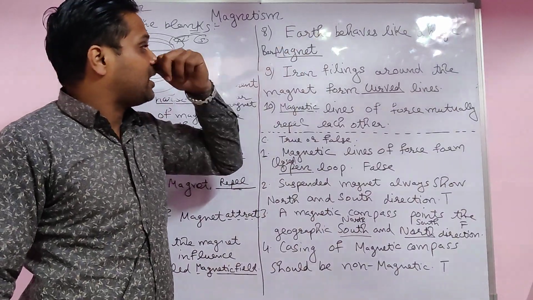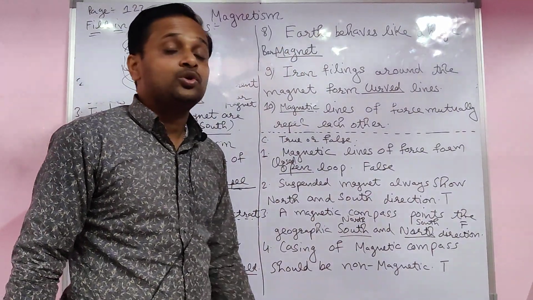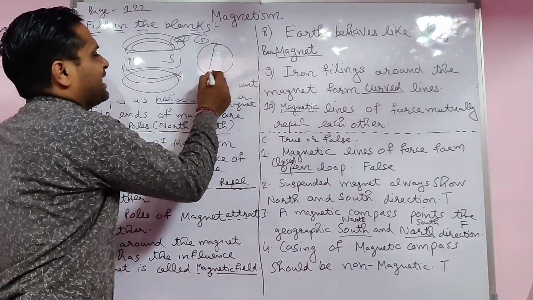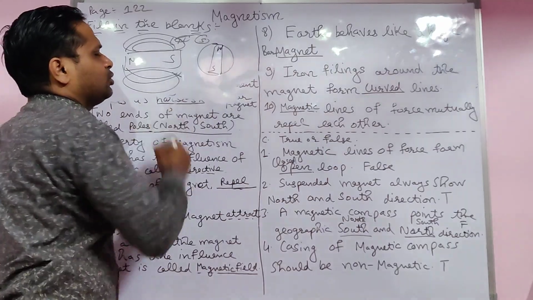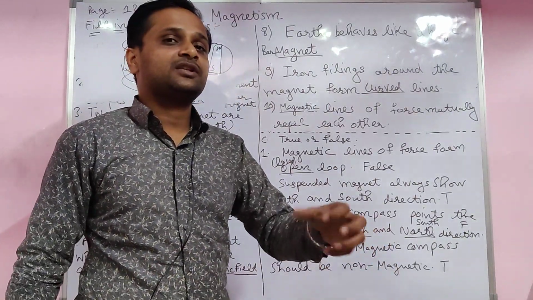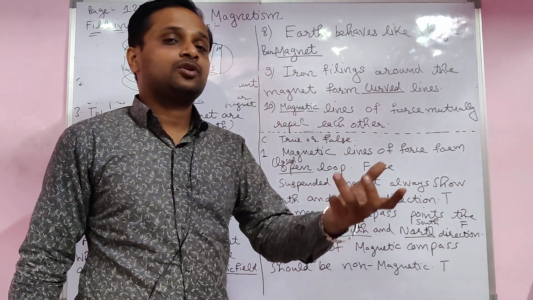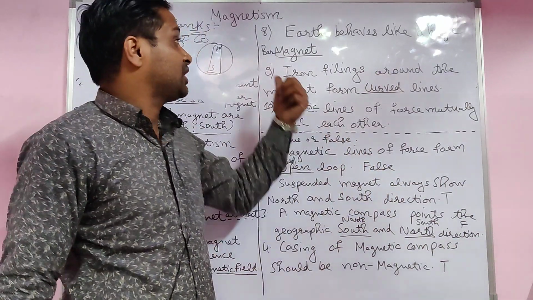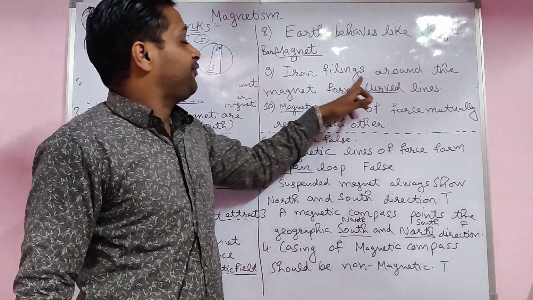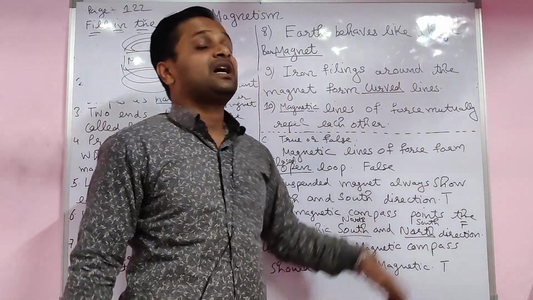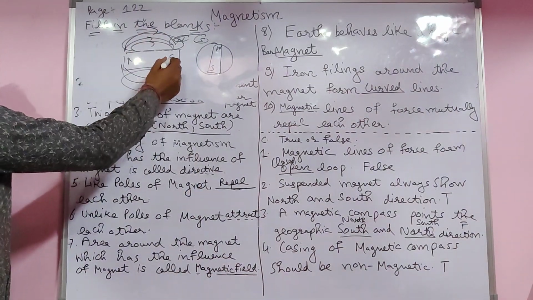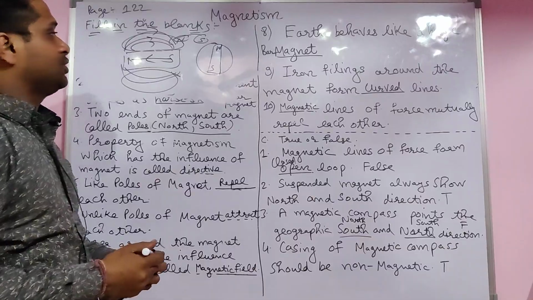Now come to this. Earth behaves like a huge bar magnet. Inside the earth, one more magnet is there, with a north pole and a south pole. Already told to you, there is high pressure in the earth and lava also. That's why they produce current. Temperature difference is there. Iron filings around the magnet form curved lines. See there, these curved lines go from north to south outside, and inside from south to north.